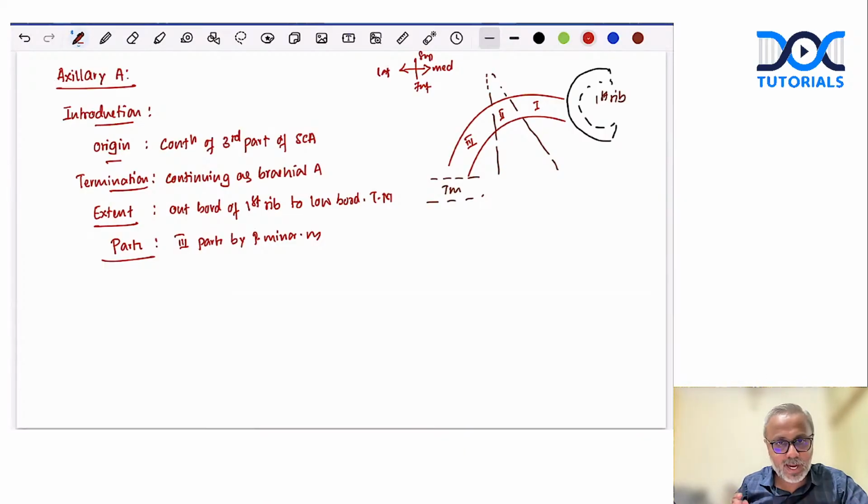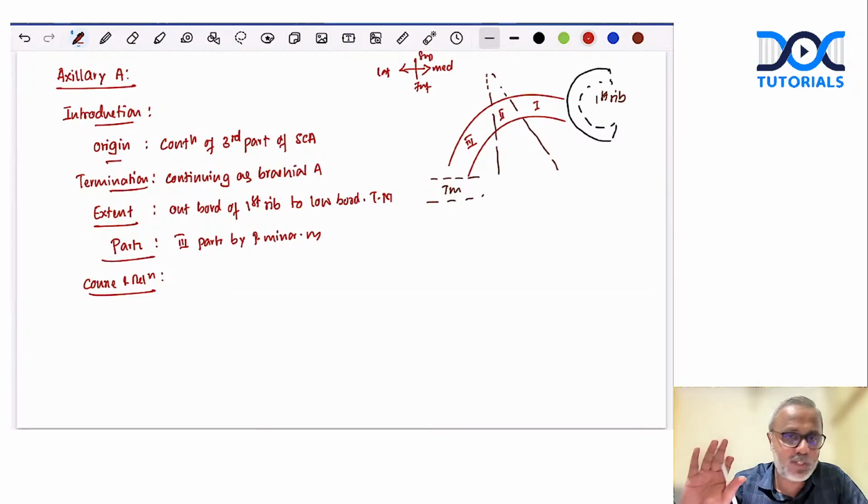So talk about parts, right? Then what we will write? We will talk about course and relations, right? So we need to mention the course and relation for the three parts of the axillary artery. Now, this is seen as a difficult question by most of the students.